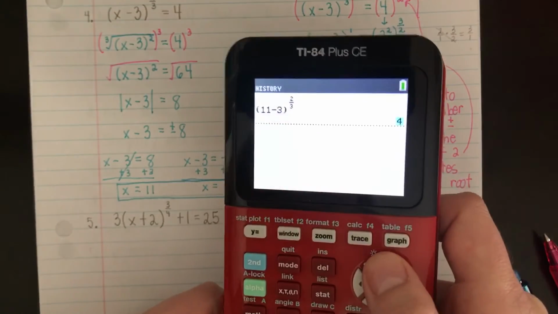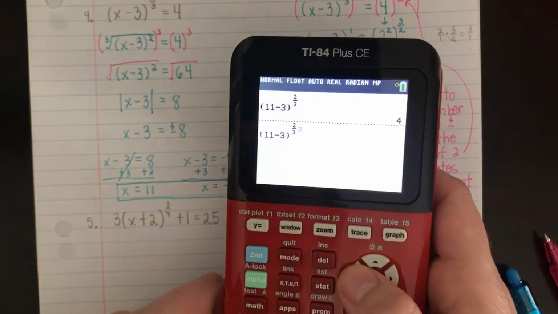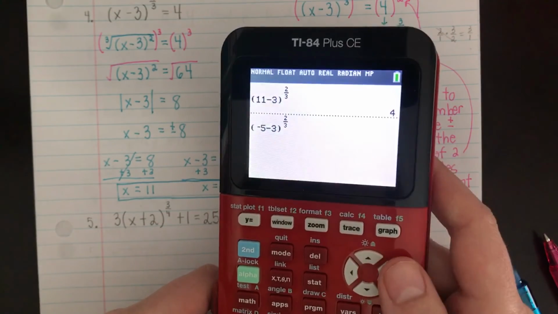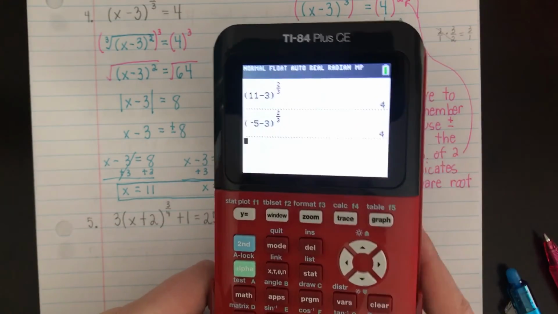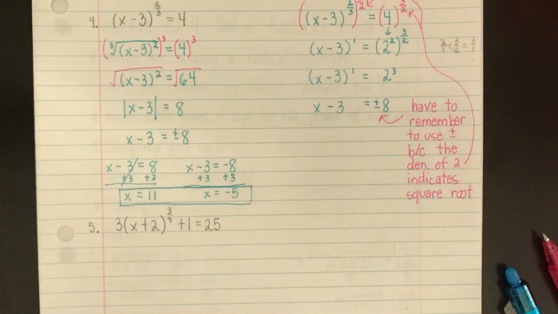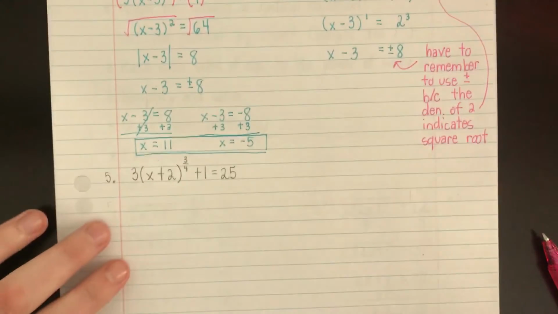And then I'm going to go back up and copy and paste. And instead of plugging in 11, I'm going to plug in -5 and hope that I get the same answer of 4. Oh, yes, I do. So I'm good to go. Okay, so that was in the calculator.